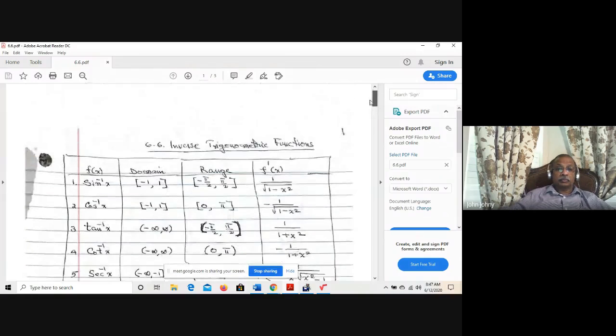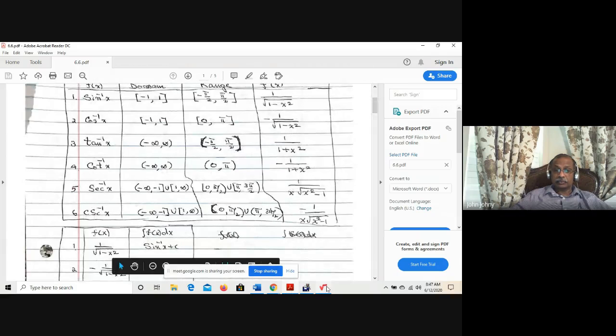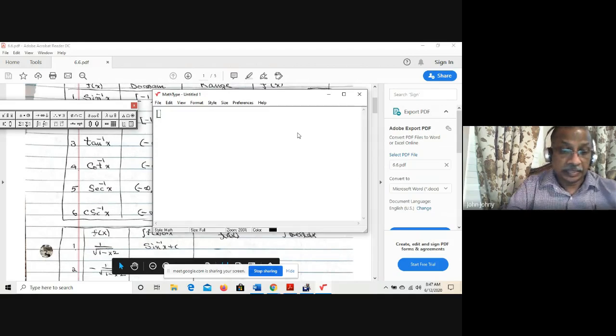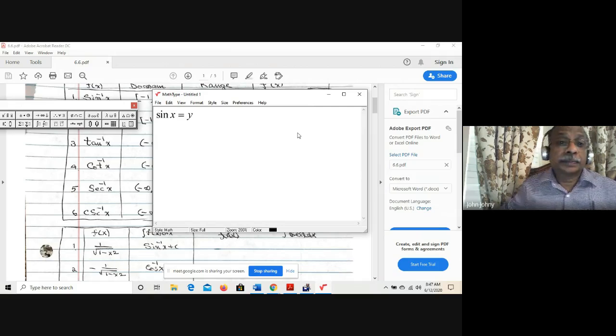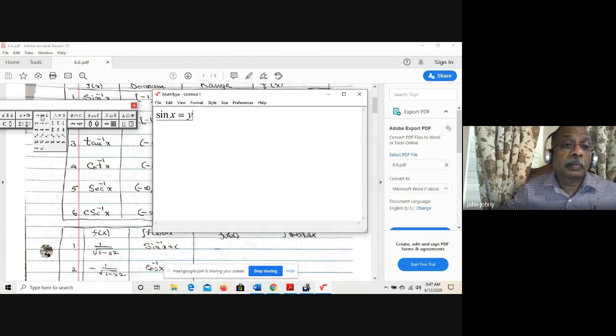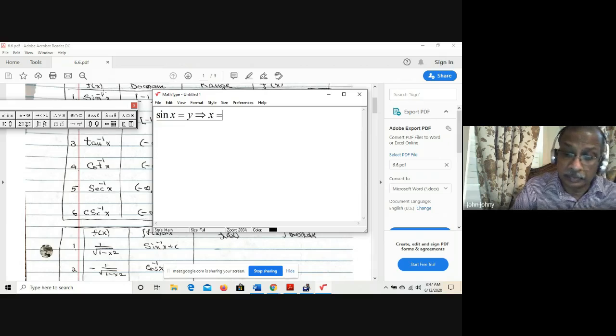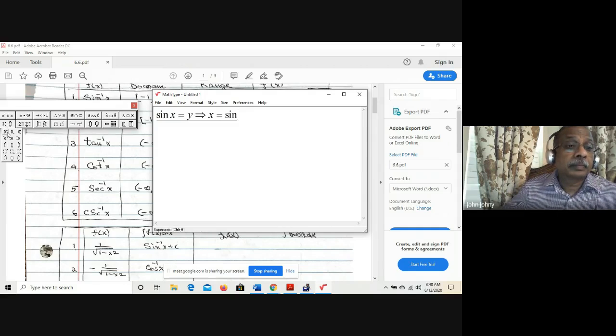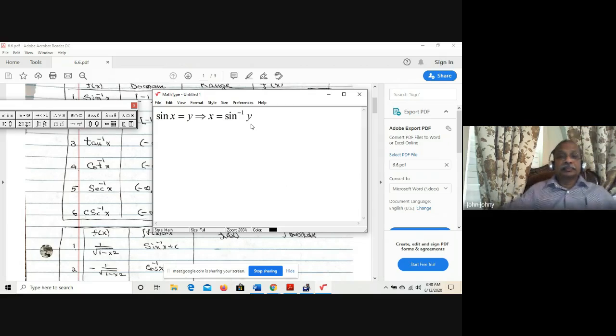Okay, so now there is a very important result that I missed here, that I'm going to write. See, this is a result. Sin x is equal to y implies x is equal to sin inverse y. So you have to keep this in mind. If sin x is equal to y, then x is equal to sin inverse y, and the converse also is true. If x is equal to sin inverse y, then y is equal to sin x.